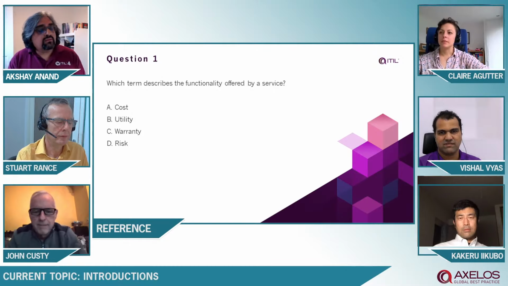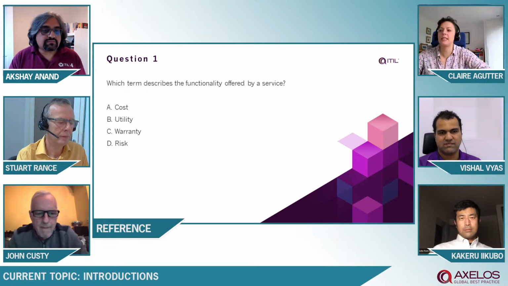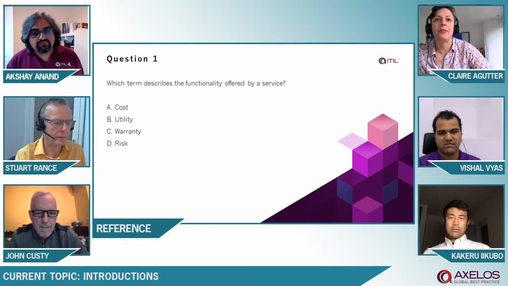But Claire, I'll come to you with the first one. So which term describes the functionality offered by a service? Cost, utility, warranty, risk. Thank you very much, Akshay. Here's hoping I get this one right.